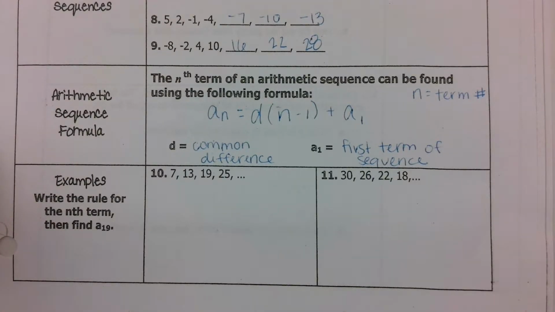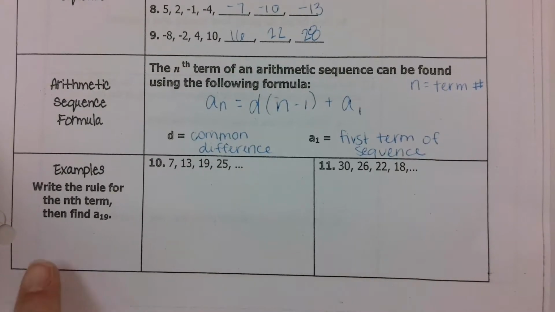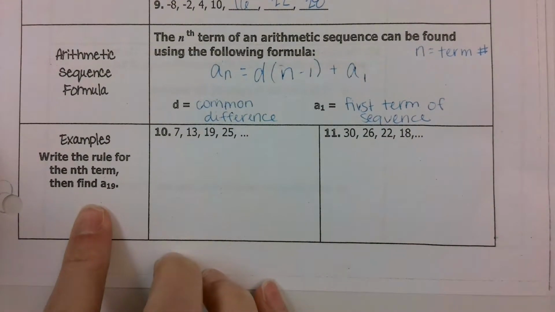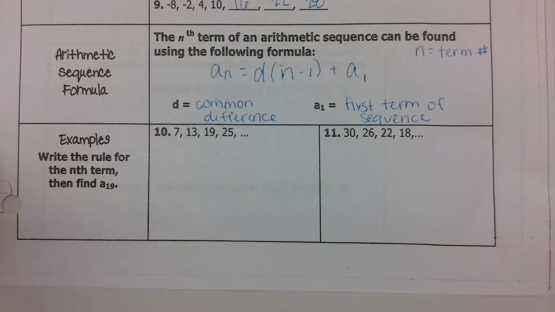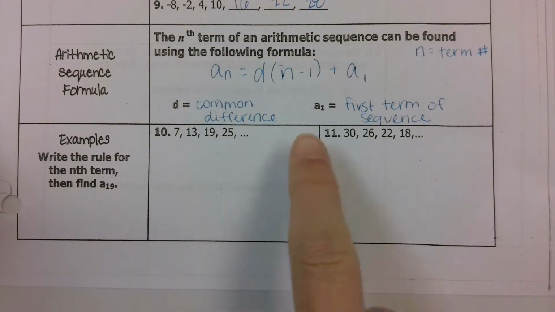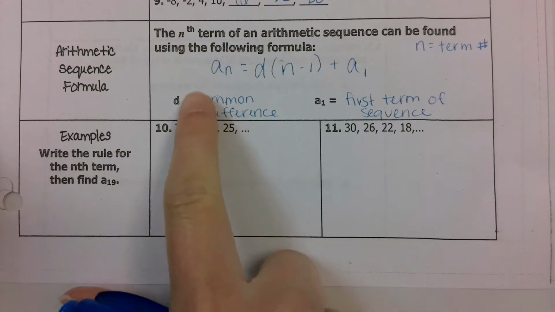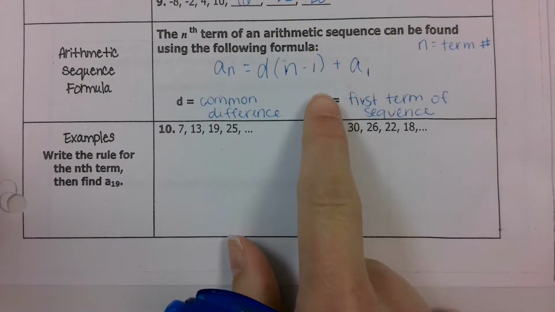We all right so far? Questions on anything? All right, so we're going to go apply that to these two. So we want to write the rule for the nth term, and then we're going to find the 19th term. So we're going to write our general rule first, and then we're going to plug in 19 and figure out what that would be. So you've got to find your first term and your common difference before you can write your general rule, right? We have to plug those two things in.